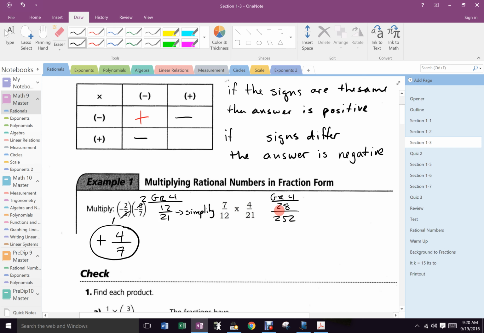Nobody. But according to Austin, we can check diagonally when the numbers are smaller, can't we? What works with 7 and 21? 7. How many 7s fit into 7? 1. How many 7s fit into 21? 3. Do 4 and 12 work together? With 4. How many 4s fit into 4? How many 4s fit into 12? 3. What's 1 times 1? 1. What's 3 times 3? 9. Done. So much easier, right? Okay, now prove it.